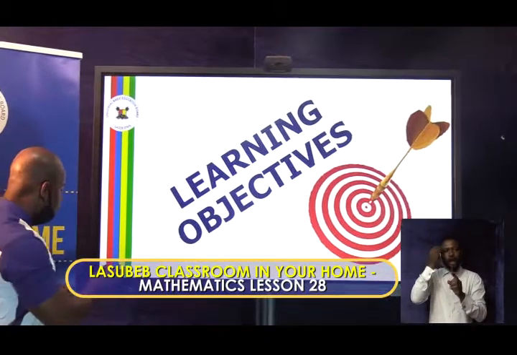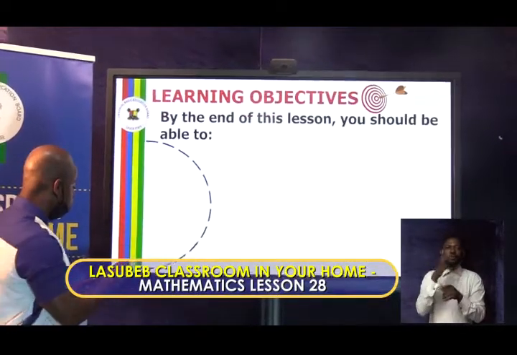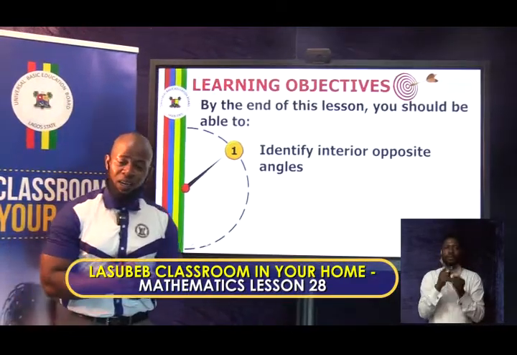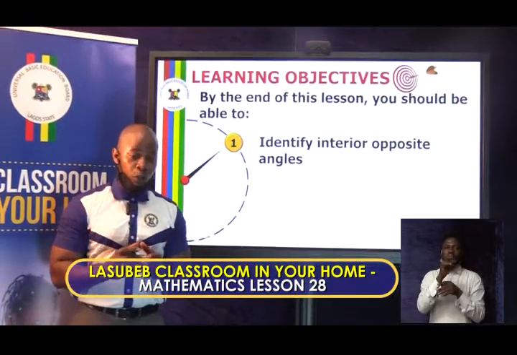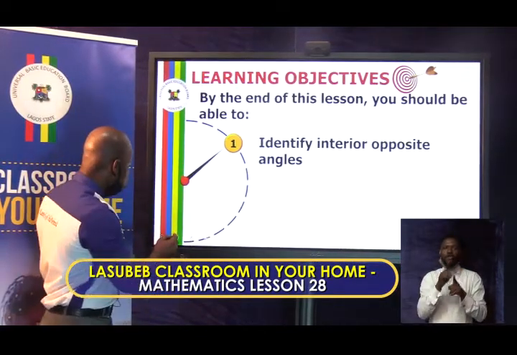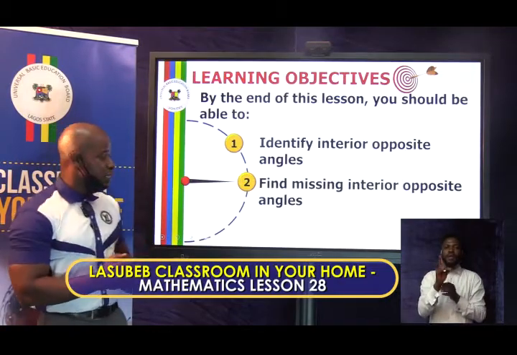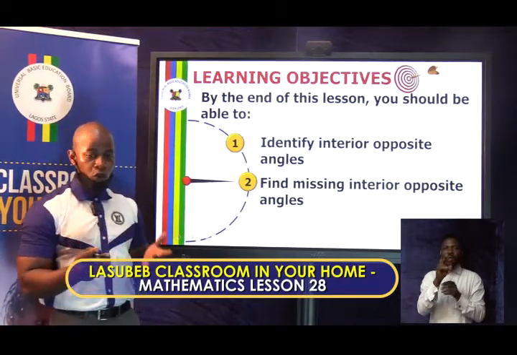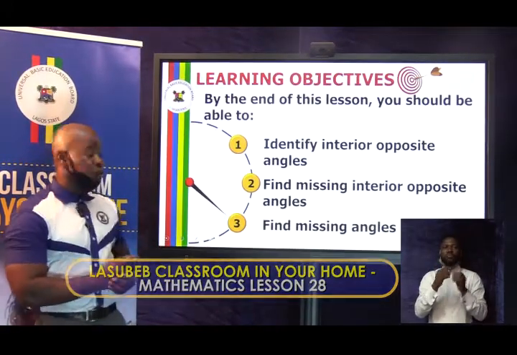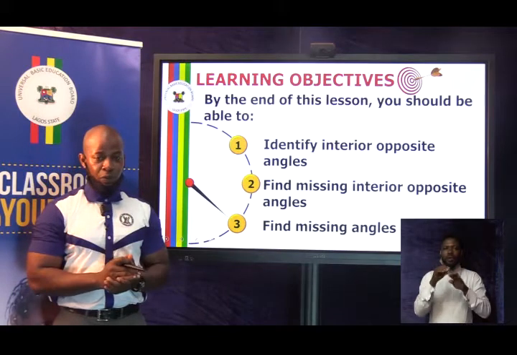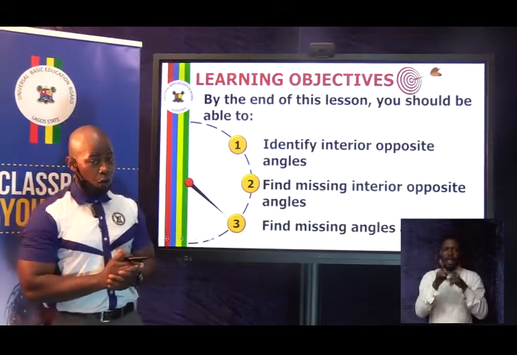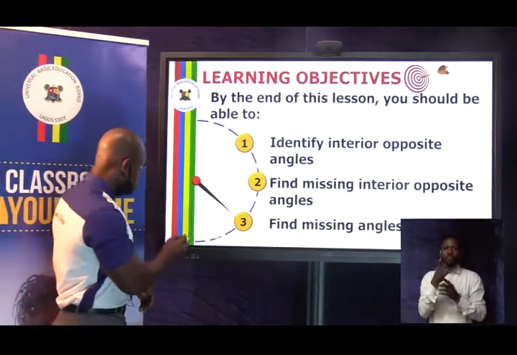Today's learning objectives: by the end of this lesson, you should be able to do three things. The first is to identify what we call interior opposite angles. Now, I don't want that name to scare you. Just wait till we get there. You should also be able to find missing interior angles. When you are able to identify them, you have to find the value. And finally, you should be able to find missing angles at a point. So drop your pens and drop your papers and listen attentively as Uncle Agbaje walks you through the processes.